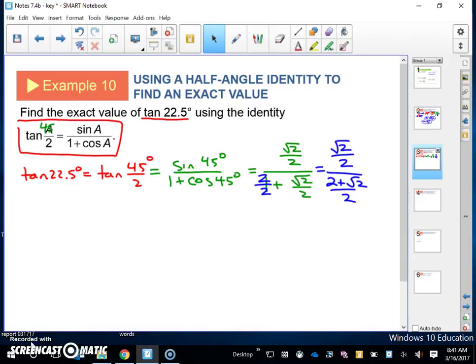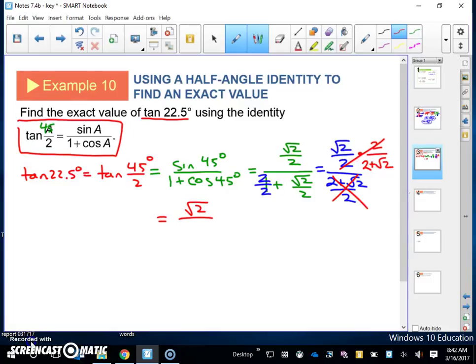Okay? And so anytime we divide fractions, we would multiply by the reciprocal. And you'll notice those 2's cancel out, and that's what's going to happen. So we have square root of 2 over 2 plus square root of 2. And it would be awesome if we were finished, but we all know that we can't have that square root on the bottom. We have to rationalize the denominator.